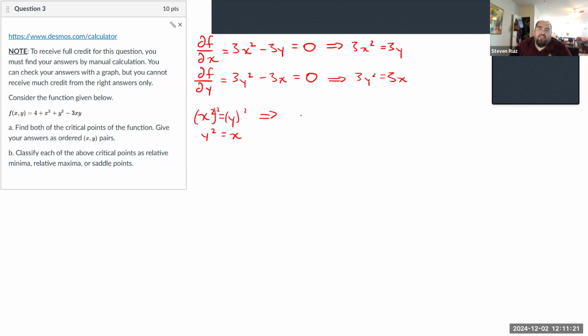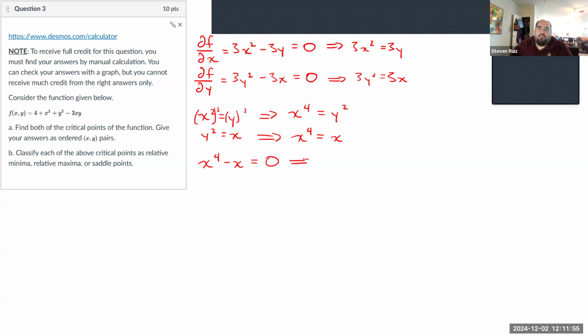If I do that, that gives me x to the 4th equals y squared. From there, I think I can plug this in for this bottom equation. That gives me this. X to the 4th equals x. So now essentially what I have is an equation that only has x in it. So I should be able to solve here. So to do that, I'm going to get everything on one side. X to the 4th minus x equals 0.